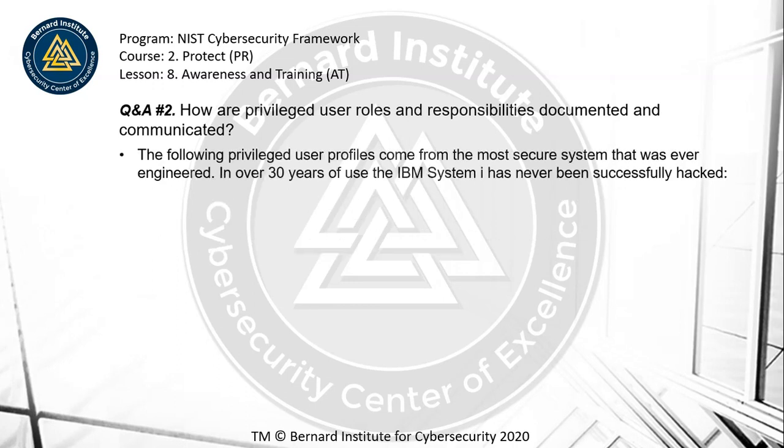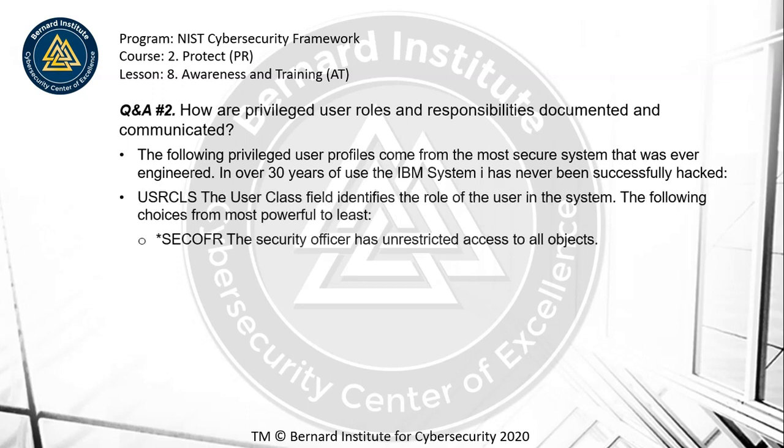The following privileged user accounts come from probably the most secure system that I've ever worked on. It's never been hacked yet, and it's been around for almost 30 years. It was known originally as the AS400, Application Systems 400. It's now known as the IBM System i. I believe the i is for Internet. And it has a very, very good identity and access structure, including a lot of privileged accounts. So let's look at a few of these.